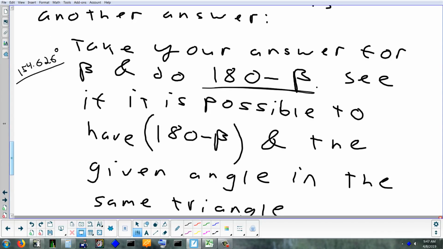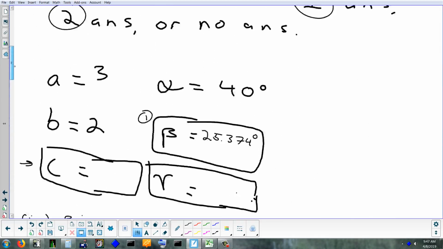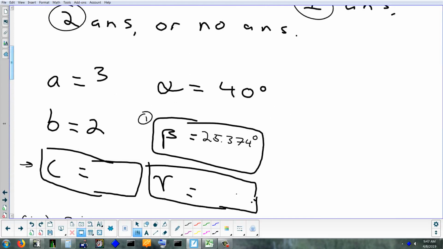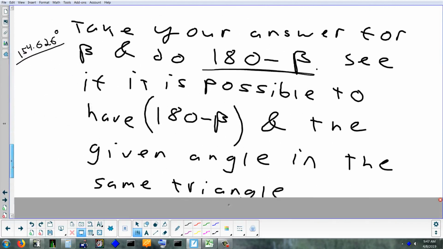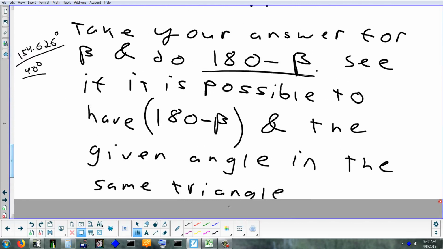They have to equal 180, all right? So let's see if it's possible to take the angle that we just found, which was 180 minus beta, and the given angle. Let's scroll back up and see what the given angle was. 40. That was the given. So the question is, can I fit 154.626 and 40 degrees in the same triangle? That's what I found for the second answer doing that calculation, and 40 was the given. Would they fit in the same triangle?